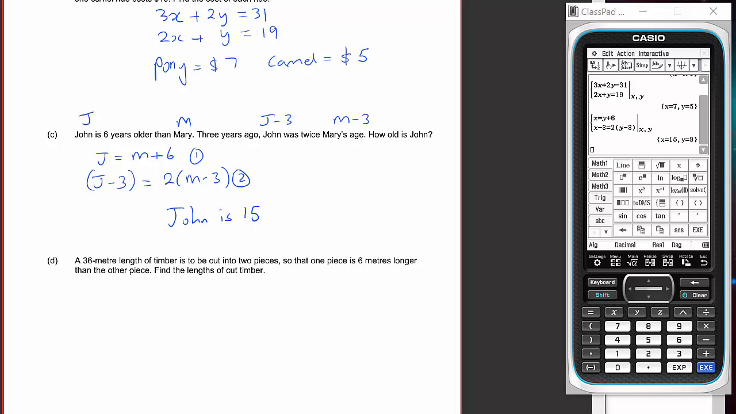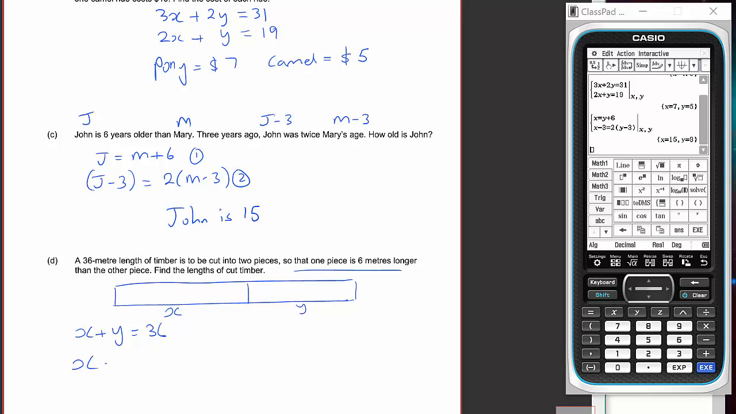A 36-meter length of timber is to be cut into 2 pieces so that one piece is 6 meters longer than the other piece. Find the length of the cut timber. Well, if this is the timber, let's suppose we cut it here so that the length of this bit is x and this is y. We've got x plus y is equal to 36. That's the overall length. But let's say that x is the longer piece. It's going to be 6 meters longer than y.